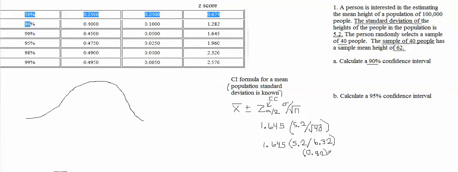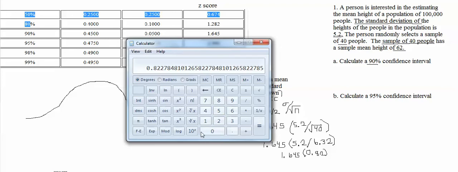So now we have 1.645 times 0.82. Once we multiply, we have the margin of error. And it's about 1.35.